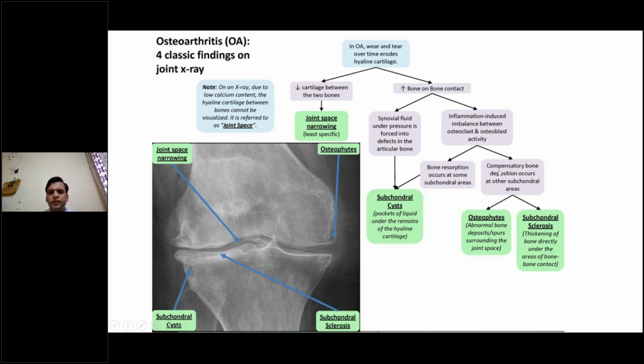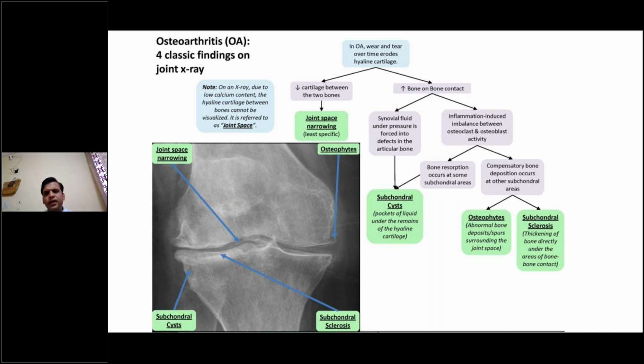Additionally, there will be compensatory new bone formation and deposition at the edges, in the non-weight bearing parts, which are not weight bearing. So these will result in the osteophyte formation and the subchondral sclerosis.